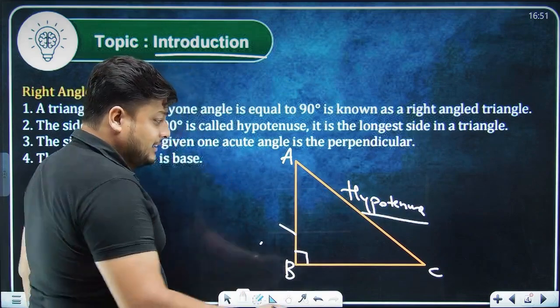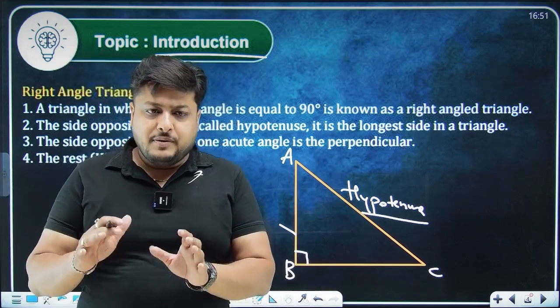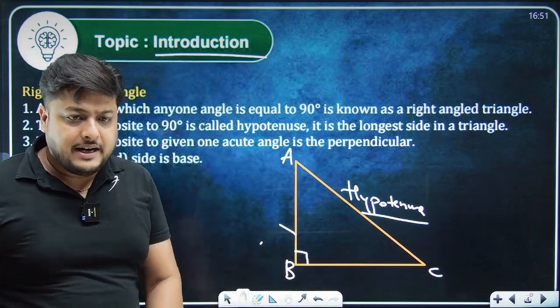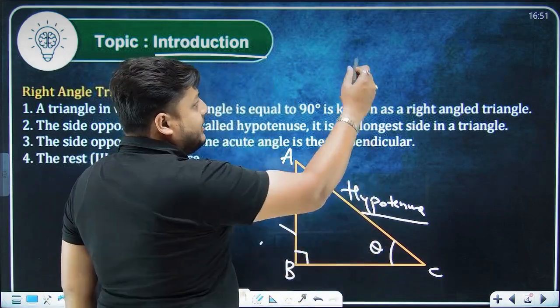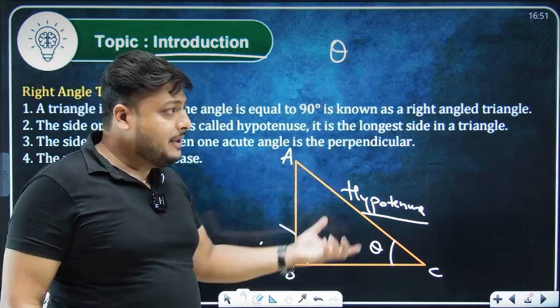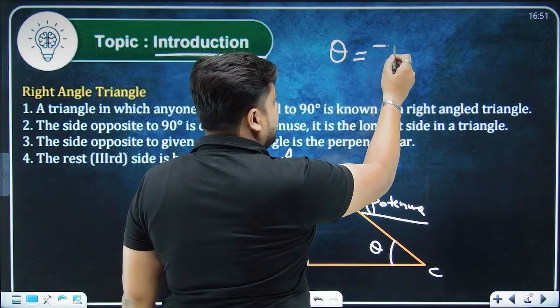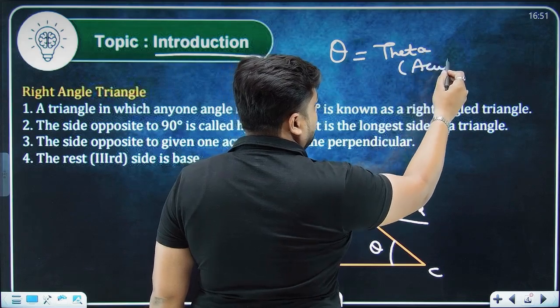These two are acute angles, but one angle here will be the given angle, the considered angle for you, which we call theta. I am writing here, this symbol is called theta. This is also new for you, right? So theta is an acute angle for you.